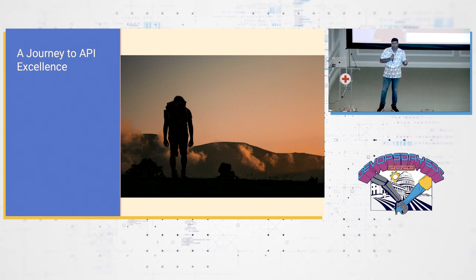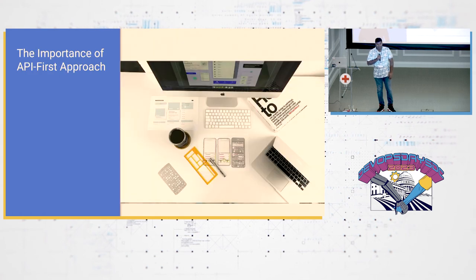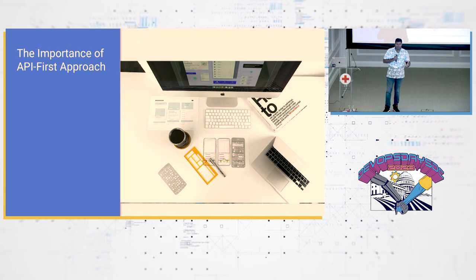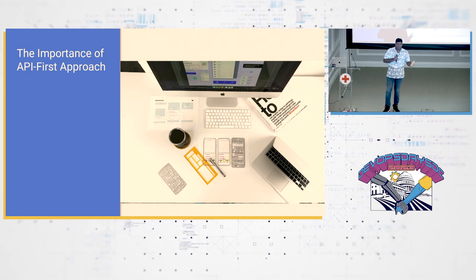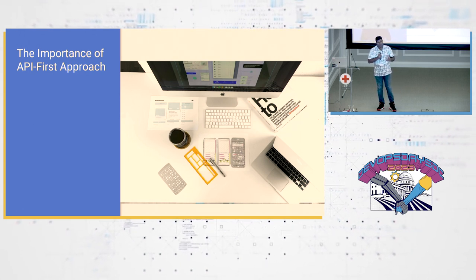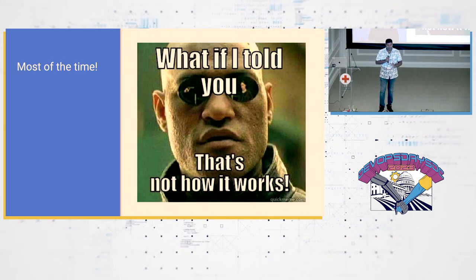So the journey of an API always has two personas: the API consumer and the API producer. I'm here to represent both parties, but mostly I'm going to advocate for the API producer because they need more help. In any development world, we always say API first approach. What does it mean? We try to design and come to a conclusion about what type of implementation we are going to do. But the truth is, it's not true, right? It's never going to happen.